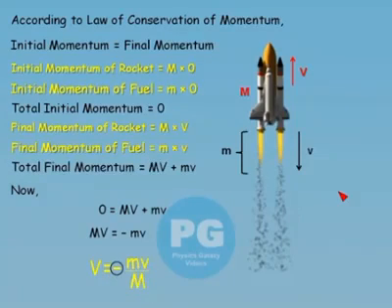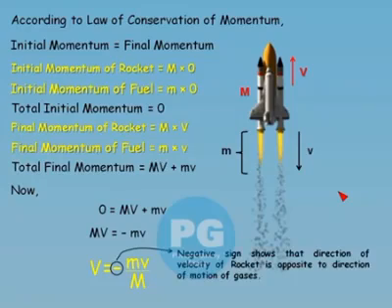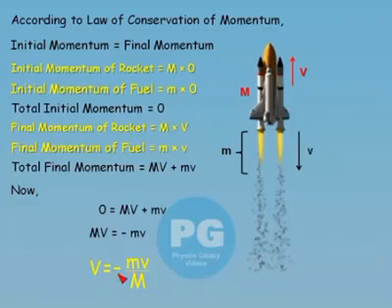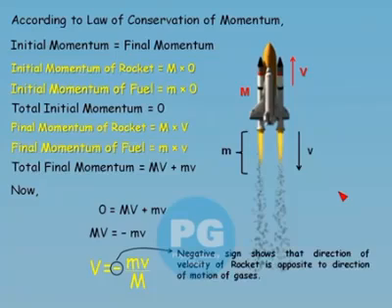If we rewrite the equation by simplifying it, we can write the velocity of the rocket that we denoted by capital V is equal to minus small mv upon capital M. Here this negative sign denotes that the direction of velocity of the rocket is opposite to the direction of motion of the gas. So this is the same expression that we have already derived in the case of the motion of a gun, or say the recoil velocity of the gun.